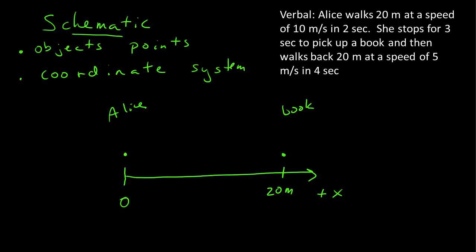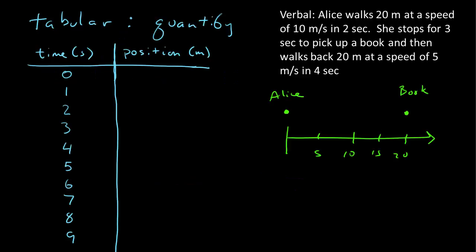With a tabular representation, I start to quantify, so I've included my schematic representation here to help me. Alice walks 20 meters at a speed of 10 meters per second in 2 seconds. So I have a table where I'm going to quantify the position of Alice as a function of time. Initially, Alice is at the position 0. So at time equal to 0, the position is also 0. She walks 20 meters at 10 meters per second in 2 seconds. In 1 second, she will have moved 10 meters, so 1 second later she'll be at a position of 10. At 2 seconds, she's at a position of 20.